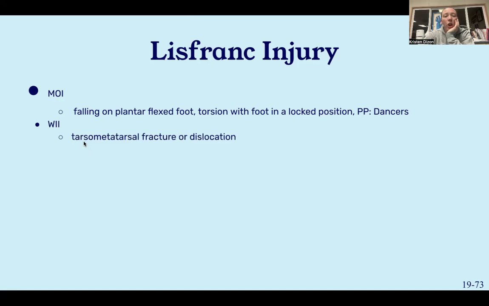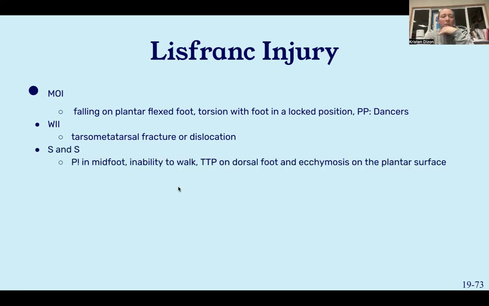What is injured? It's the tarsometatarsal joint, and it's a fracture or dislocation. It's not normally a true fracture that you see on x-ray. Like I said, it's going to be a separation of those bones. So it's almost more like a subluxation or dislocation, but they call it a fracture because it's such a big deal.